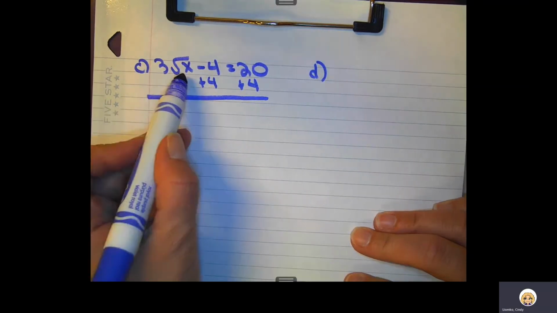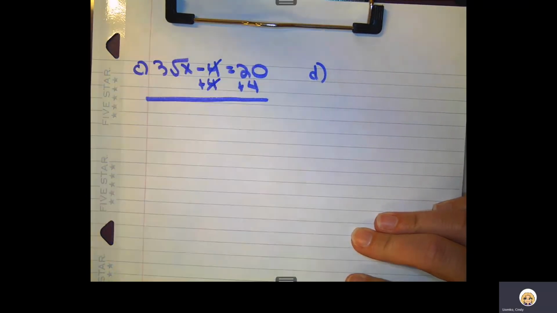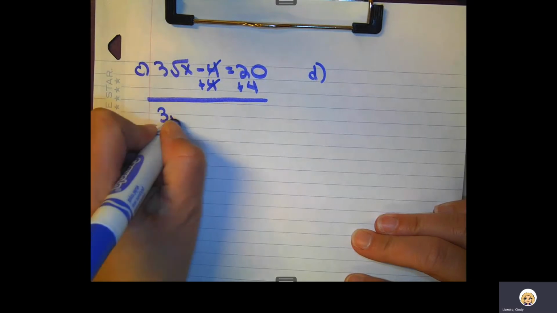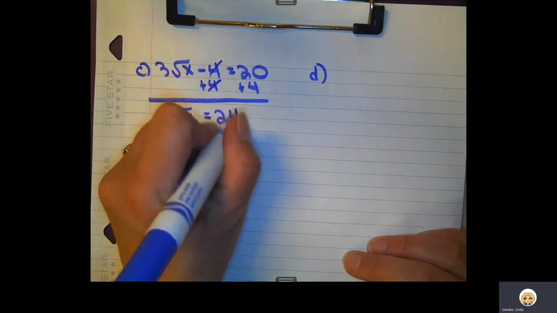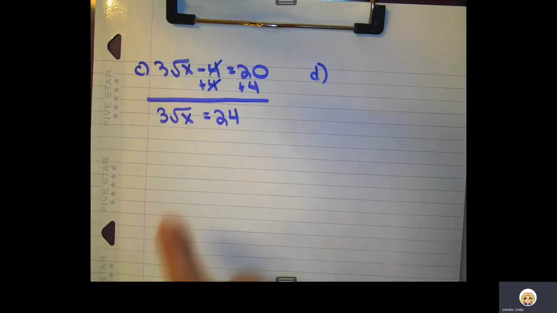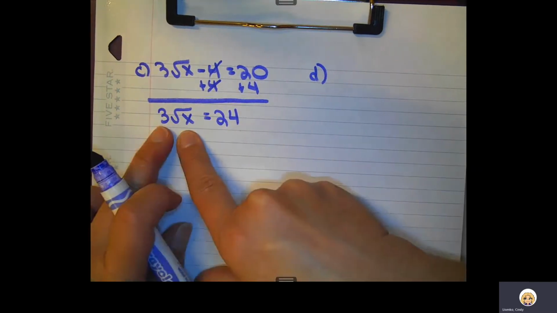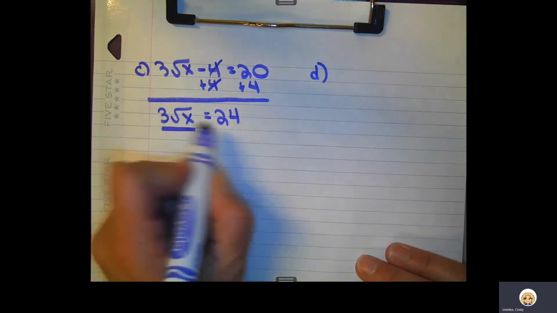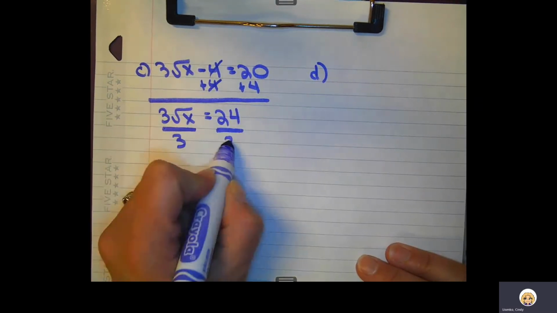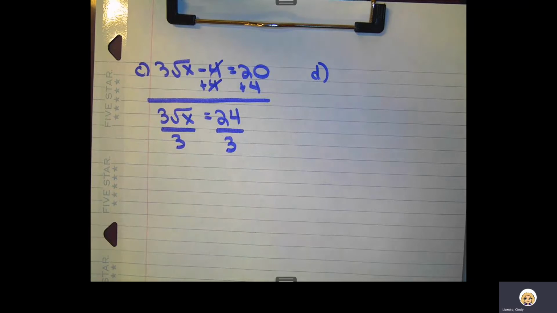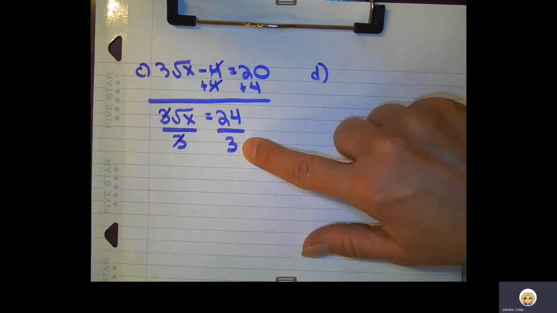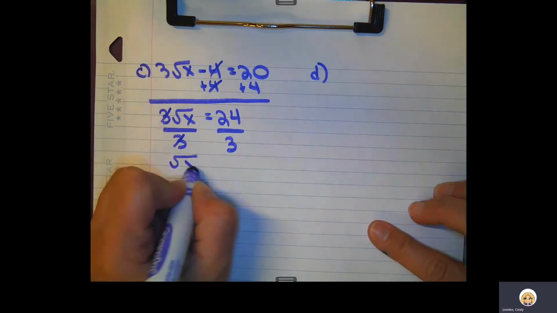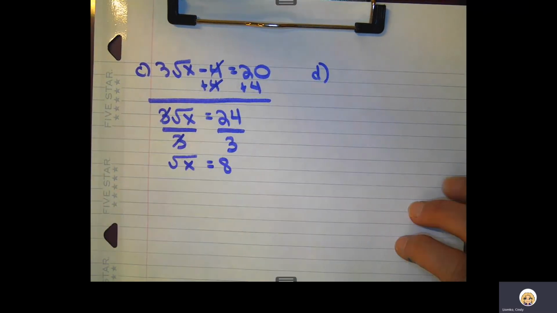We're trying to get this radical alone. 4's cancel out, so I bring down the 3 radical x. 20 plus 4 is 24, so I have my new equation. This radical is not alone. There is a 3 attached to it. So what I'm going to do to get rid of it is to divide both sides by 3. So we have to get rid of whatever's attached to the radical. 3's cancel out. 24 divided by 3 is 8. So I'm going to write radical x equals 8.